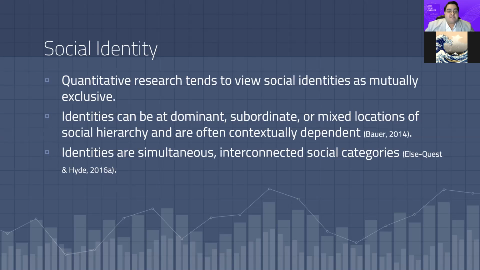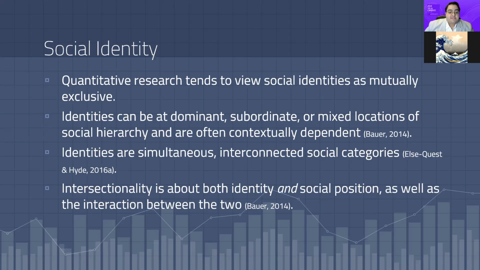Identities are also simultaneous and interconnected social categories. And I think this is a point that I'll drive at a few times throughout the presentation, that it's not just the identities themselves, but it's their intersections that also matter. And so intersectionality is about both social identity as well as social position, and the interaction between identity and social position, as well as how those two are influenced by larger macro level systemic factors such as oppression, privilege, power, and discrimination.